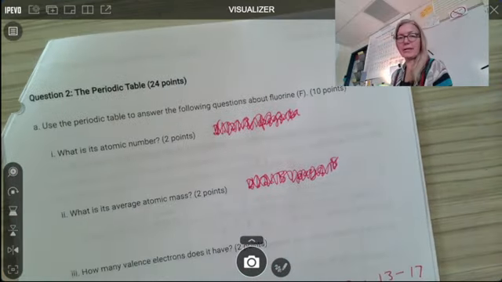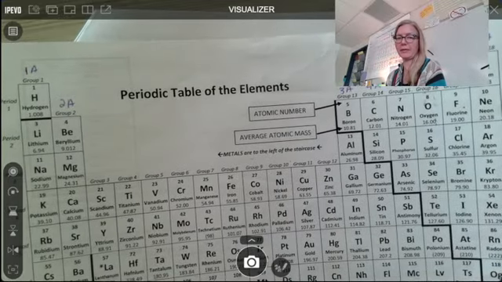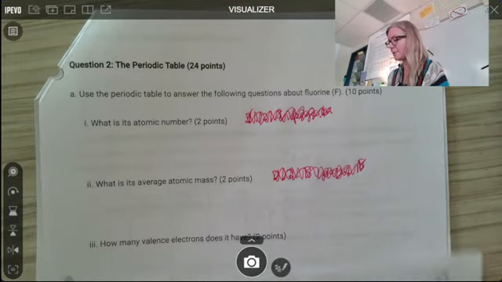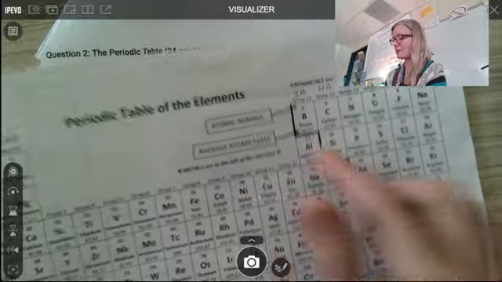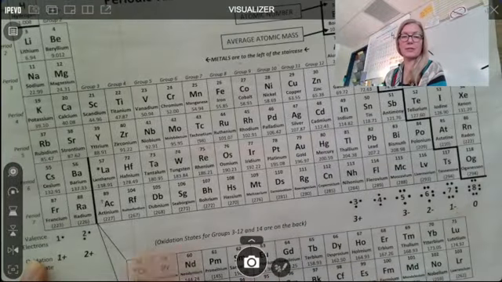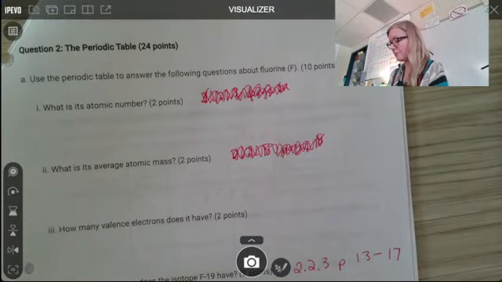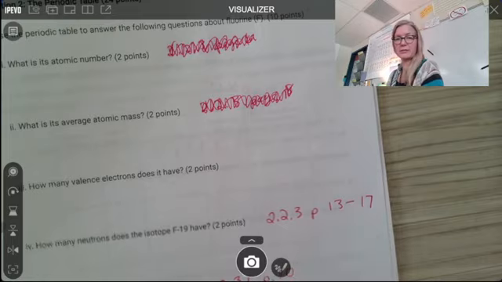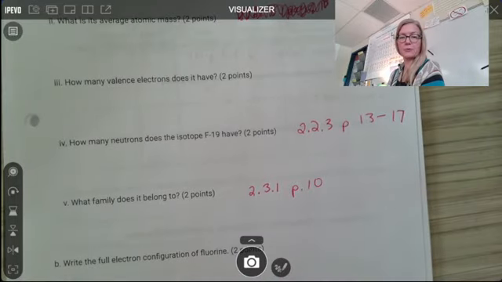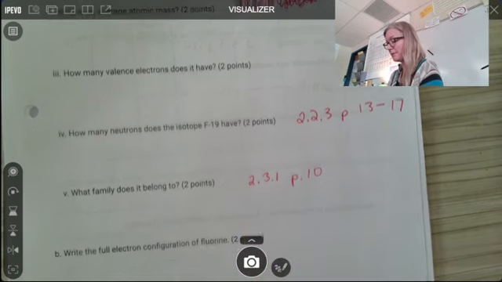On to the periodic table part. You should get out the periodic table I sent you because all the stuff is very clearly laid out on there. So the atomic number, the average atomic mass, and the valence electrons. In case you forget, the atomic number is the one on top, average atomic mass is on the bottom, and the valence electrons is this number at the bottom of its group. For the neutrons, you can look at 2.2.3, page 13 to 17. If you don't remember what a family is, 2.3.1, page 10.